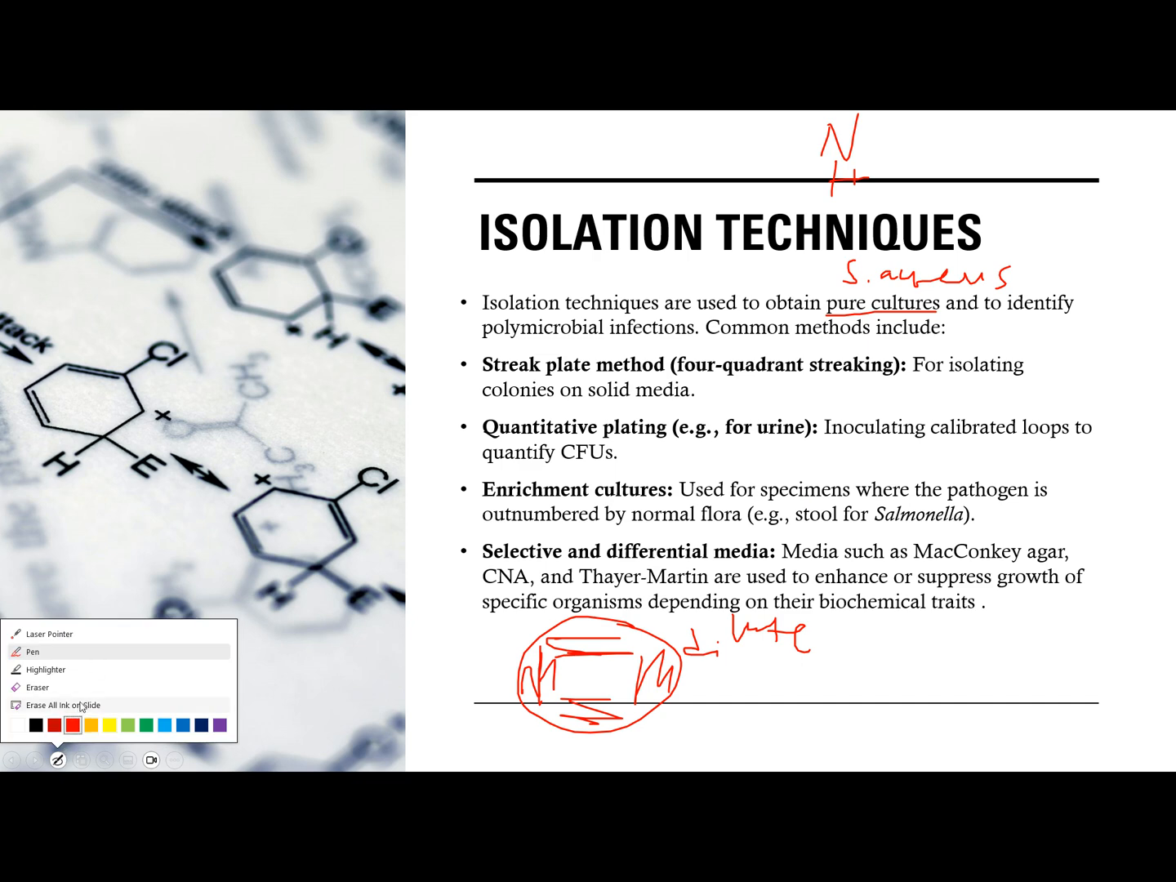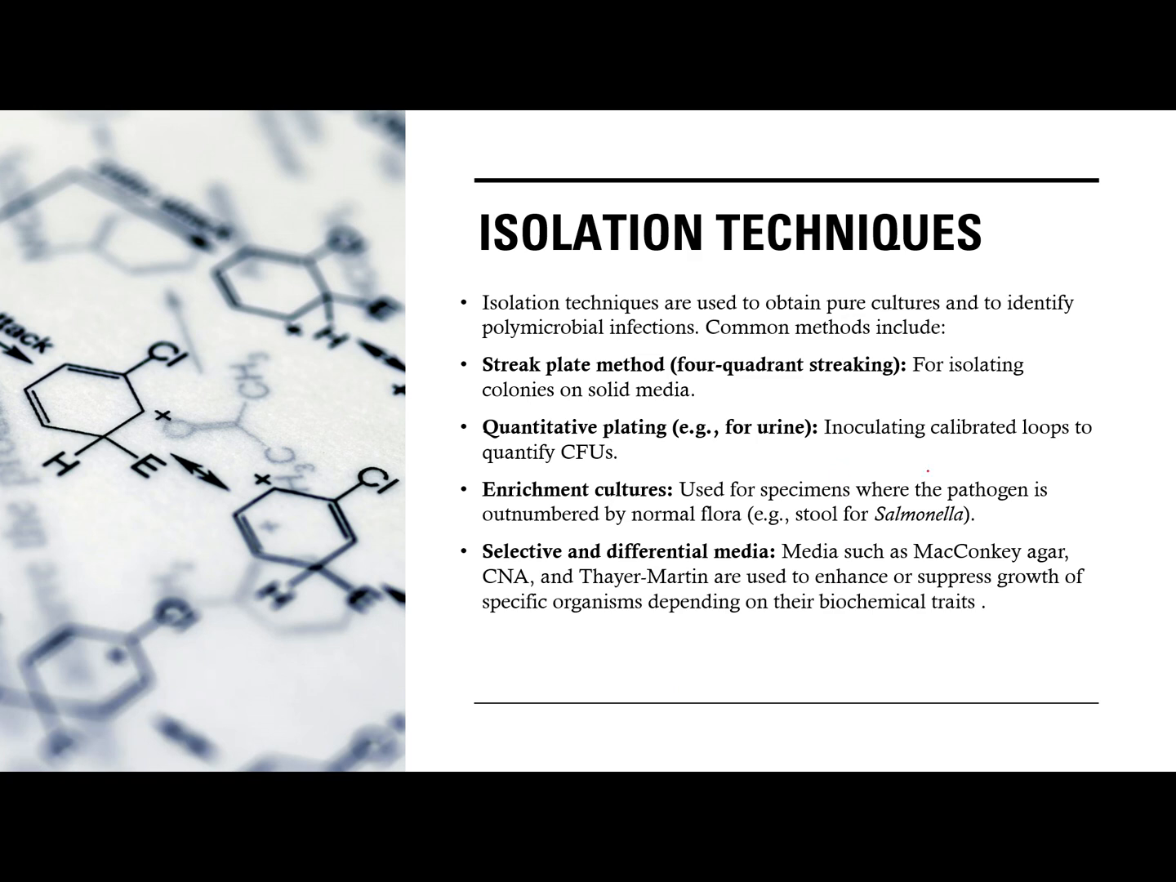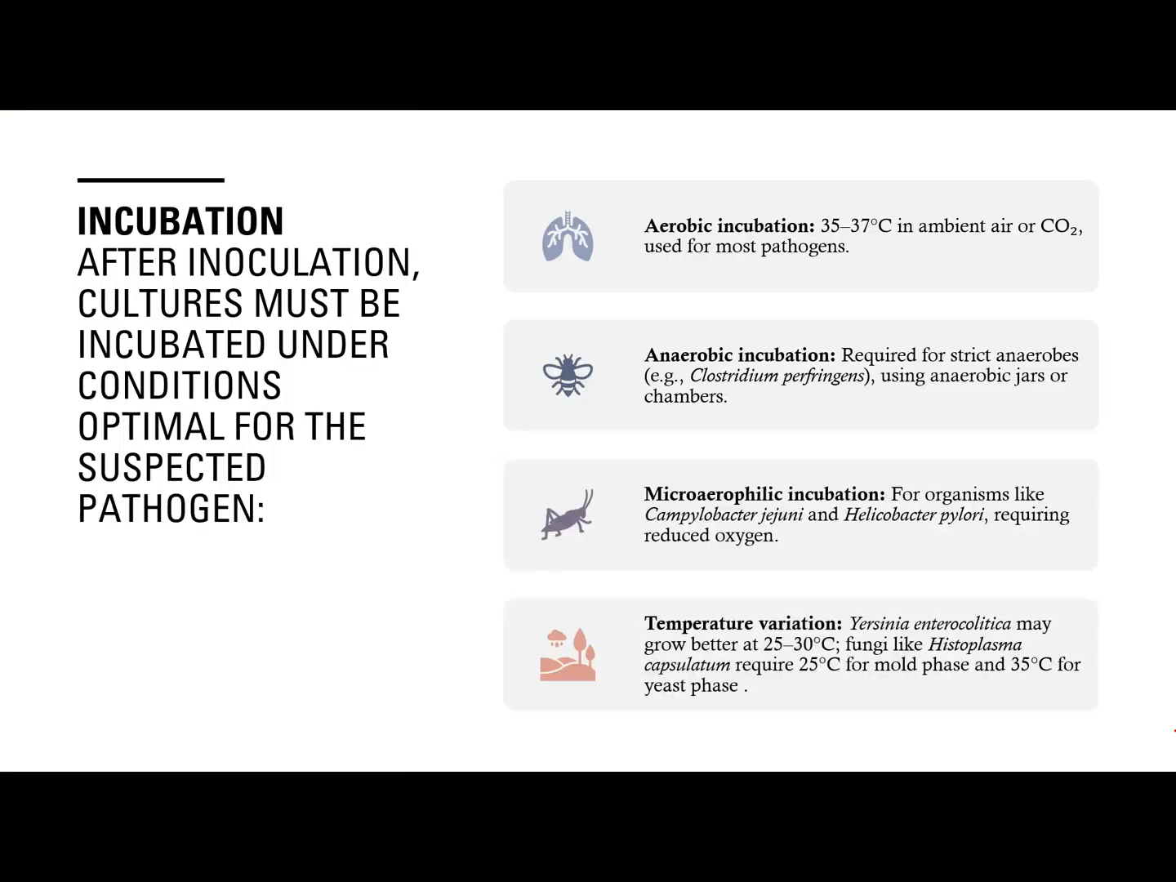Then we also have your quantitative plating, usually used for urine. You would use calibrated loops to quantify CFUs. Then enrichment culture, used for specimens where the pathogen is outnumbered by normal flora. Then selective and differential media such as your MacConkey agar, CNA, and Thayer Martin are used to enhance or suppress growth of specific organisms depending on their biochemical traits.